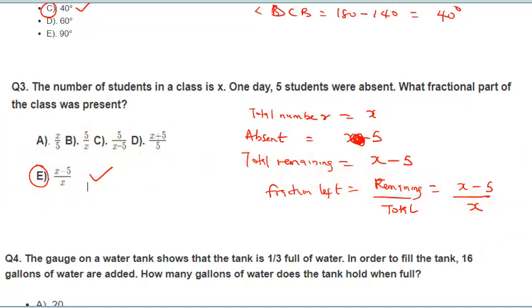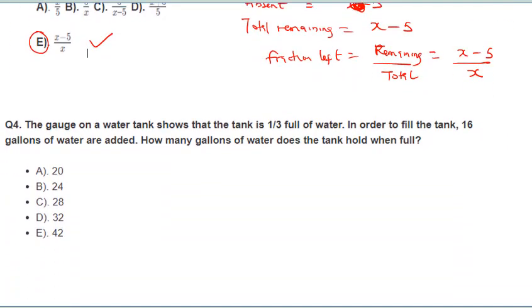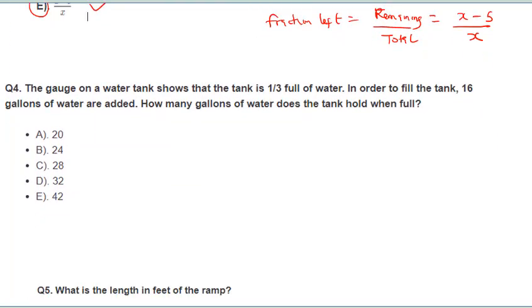Okay, so we proceed to solve more questions. Now question 4 says the gauge on a water tank shows that the tank is 1/3 full of water. In order to fill the tank, 16 gallons of water are added. How many gallons of water does the tank hold when full?